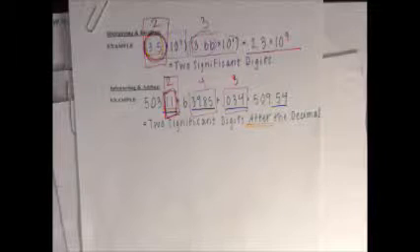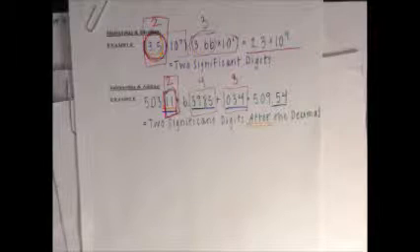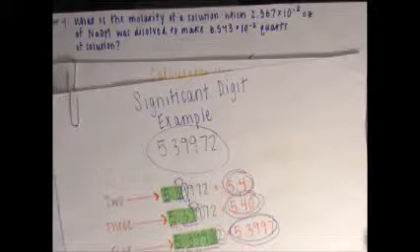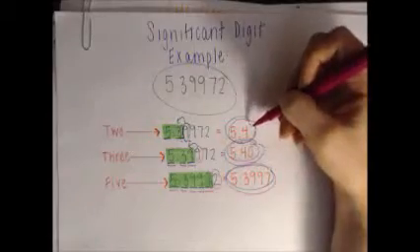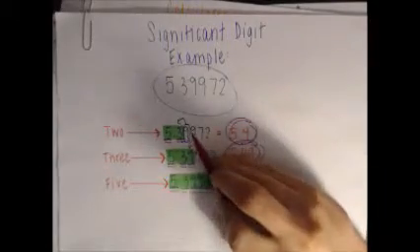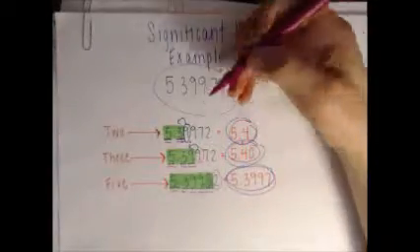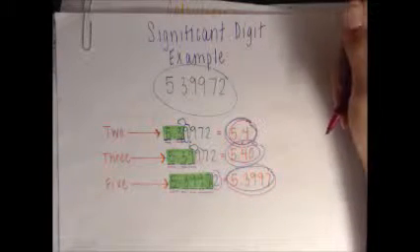When completing these problems, the answers will almost always have more numbers than the number of significant digits in the given. Therefore, you will need to round. For example, take the number 5.39972. Rounded to 2 significant digits, it is 5.4. You count 1, 2, and then the number to the right of the final significant digit is greater than 5, therefore we will round up, giving us the final answer of 5.4.